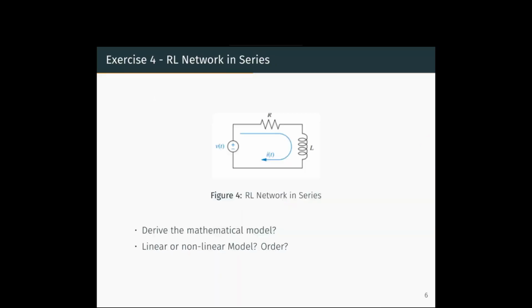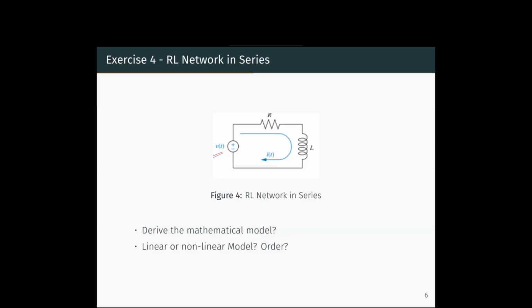Now we will see another model, an RL network, a resistor and an inductor kept in series. So how to model the system? Here the input is V of t and the output is the current through the inductor, I of t. So how to get a relation between V of t and I of t?